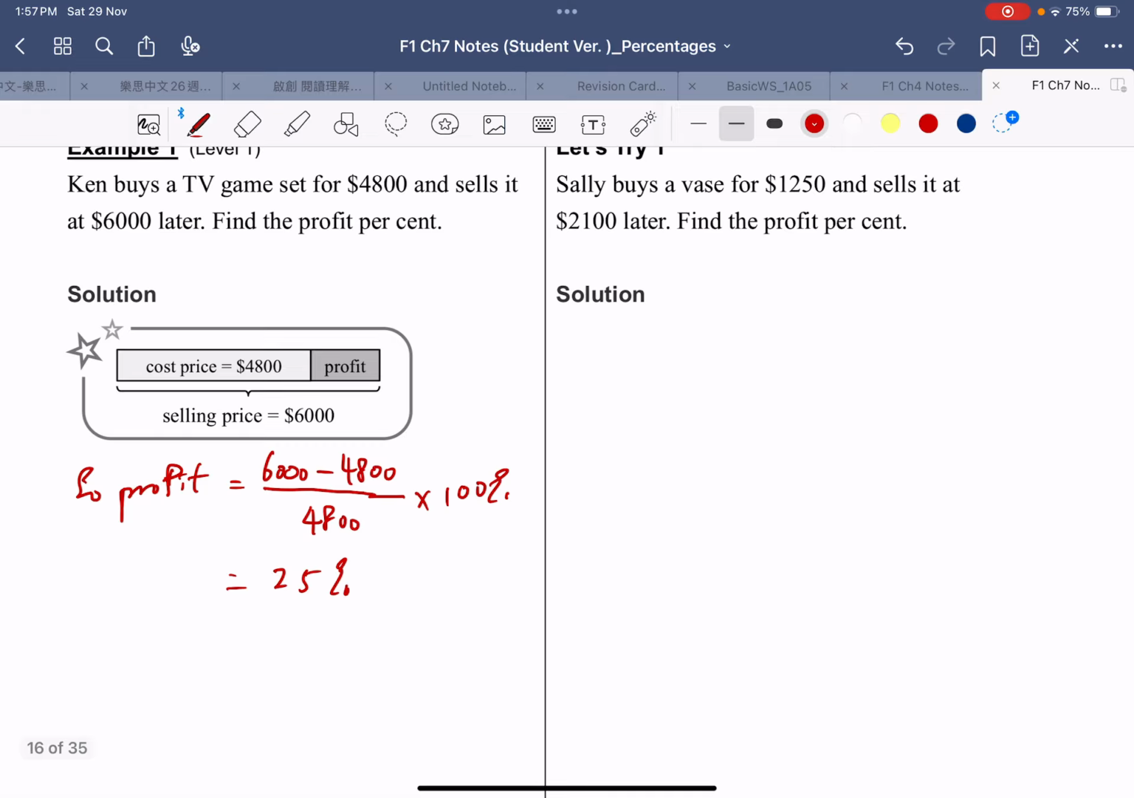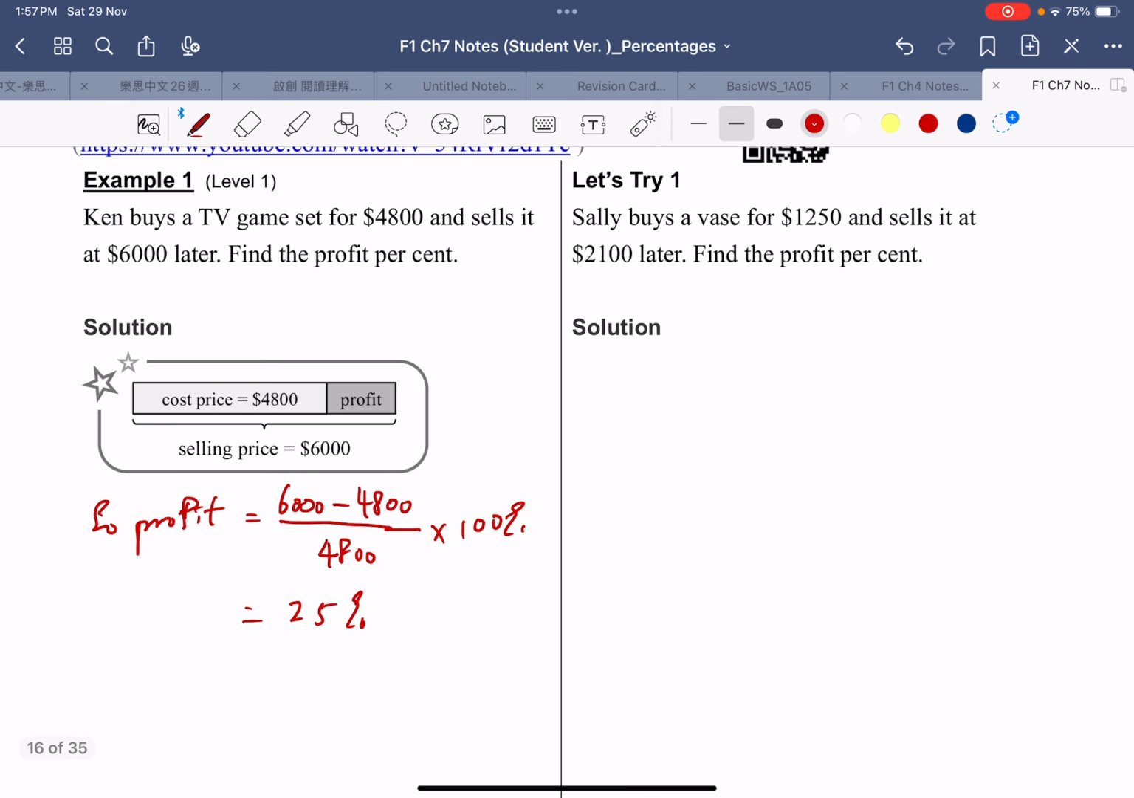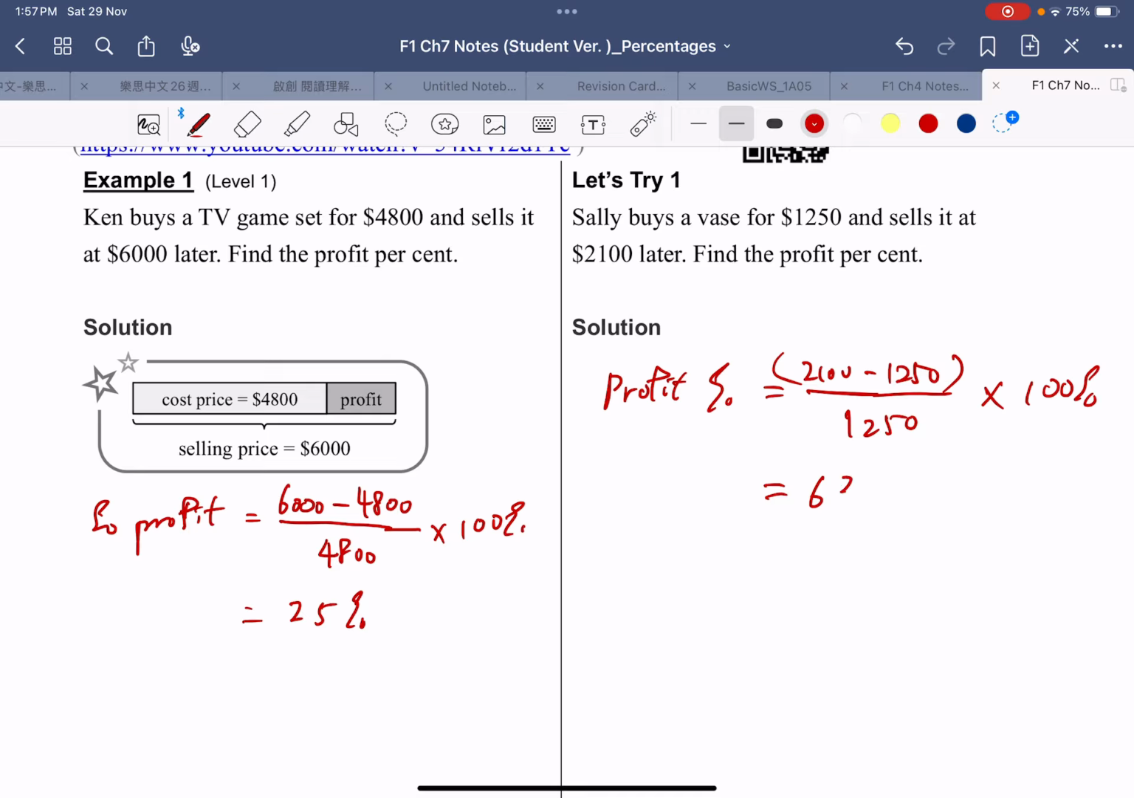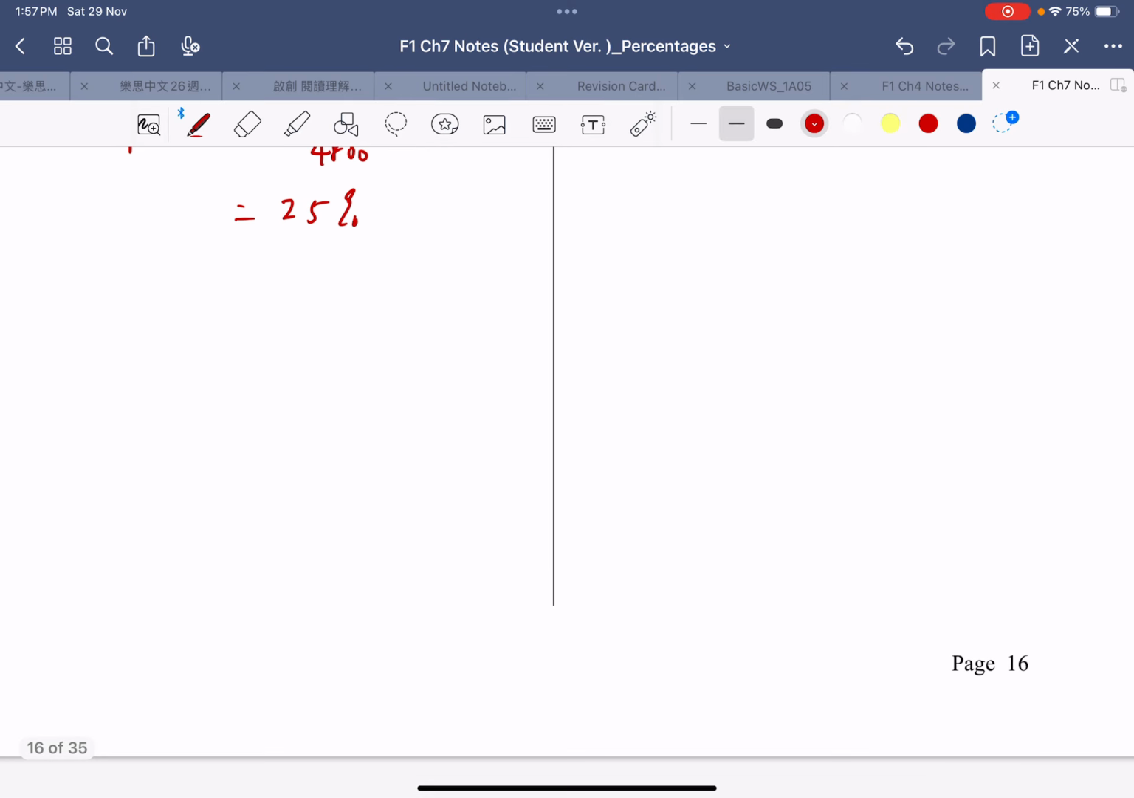Now let's try one. Again, you can write profit percent or percentage profit, the same thing. So you earn some money, 2100 minus your cost, that's the profit. This is the profit, and then divide by the cost times 100% gives you 68%, right? Okay, next question.